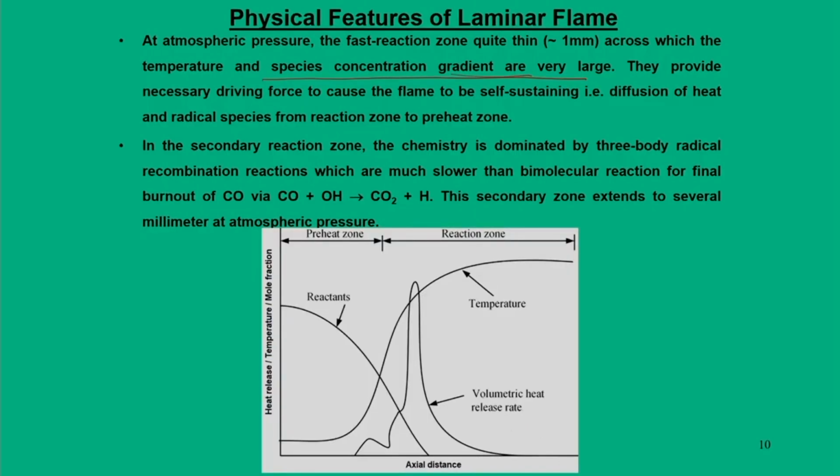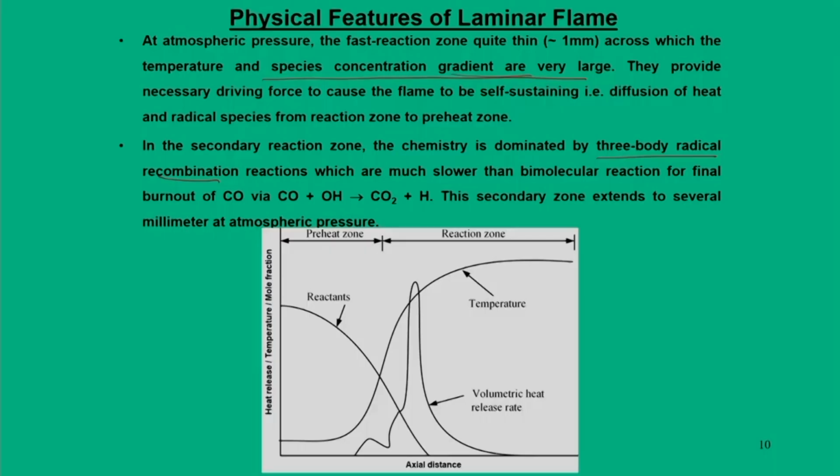Another kind of reactions also gets dominated in the secondary zone or reaction zone, in which the reaction is dominated by 3 body radical recombinations. What we discussed earlier were bimolecular reactions. Now there are other possibilities, radical recombinations in the secondary reaction zone, where we can have the 3 body radical recombinations. When recombination takes place, it normally slows down the reaction process. So, as a result, the formation of products gets the dominance.